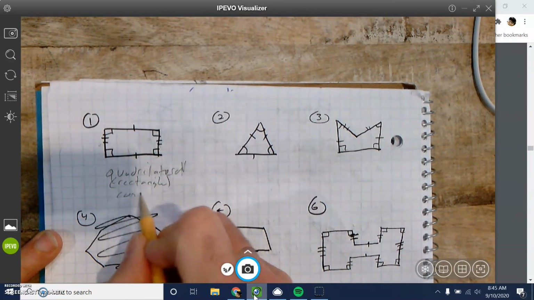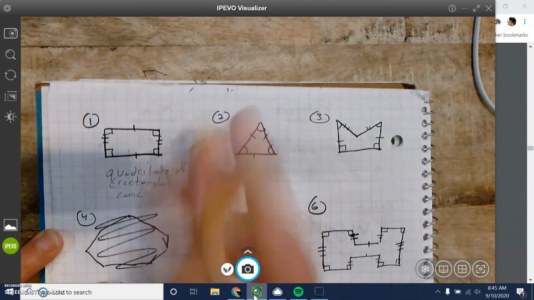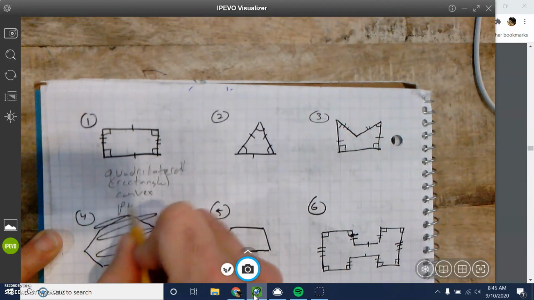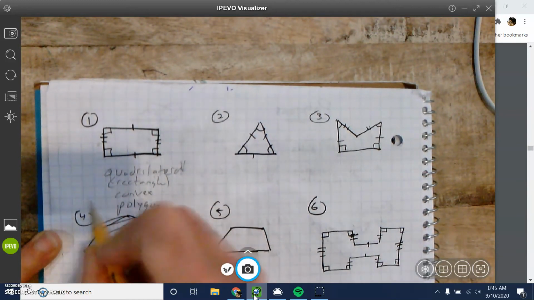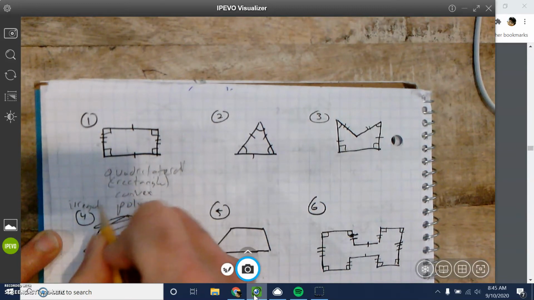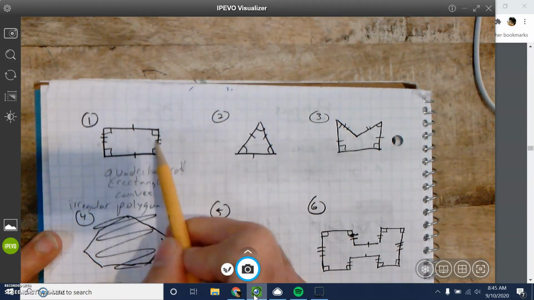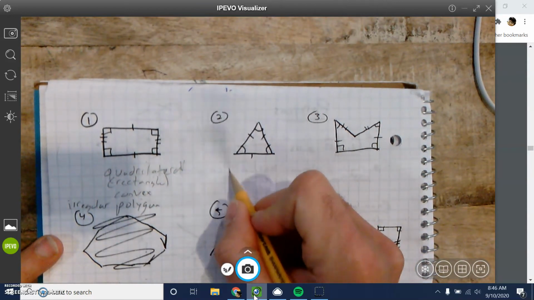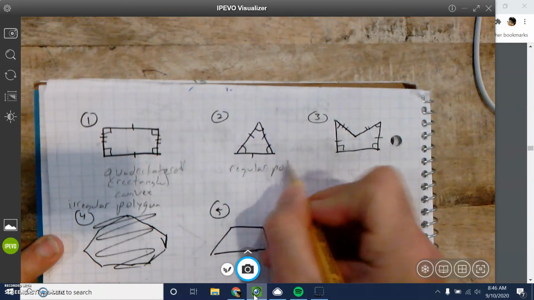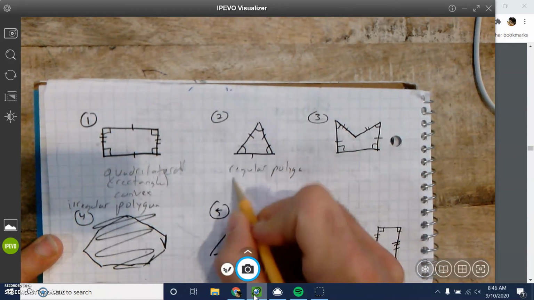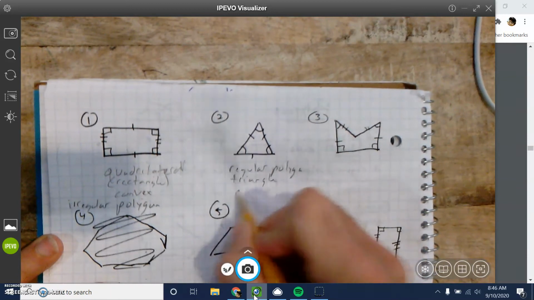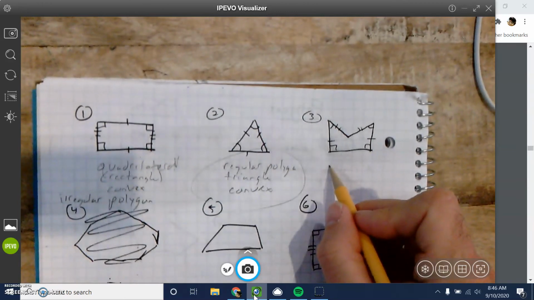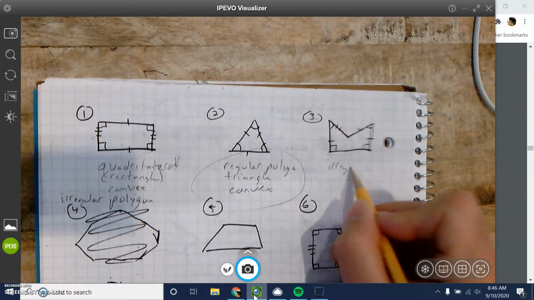And this one is convex, sorry, not concave, convex. And it's just a polygon. You can say irregular if you want, because it's not regular. The sides are not congruent. The angles are, but the sides are not congruent. Number 2, this one is a regular polygon, triangle, convex, bam.